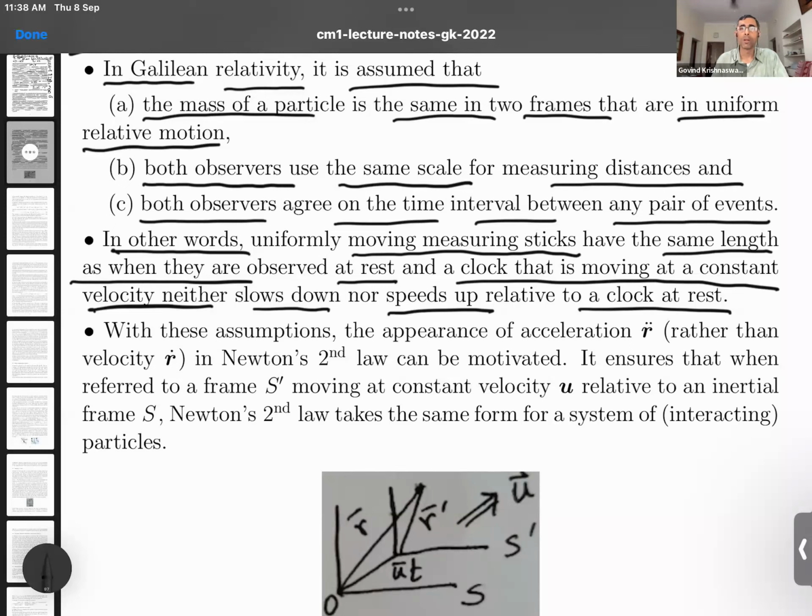Now, suppose we have two events, and we say that the time elapsed between those two events, according to my clock on this table, is 2 minutes. Then I can look at the clock in the train, see what time it showed at those two events, and ask whether the time elapsed is again 2 minutes. The claim, or the requirement in Galilean relativity, is that they should be the same. Is that okay? Yeah. So moving clocks read the same time as a clock at rest.